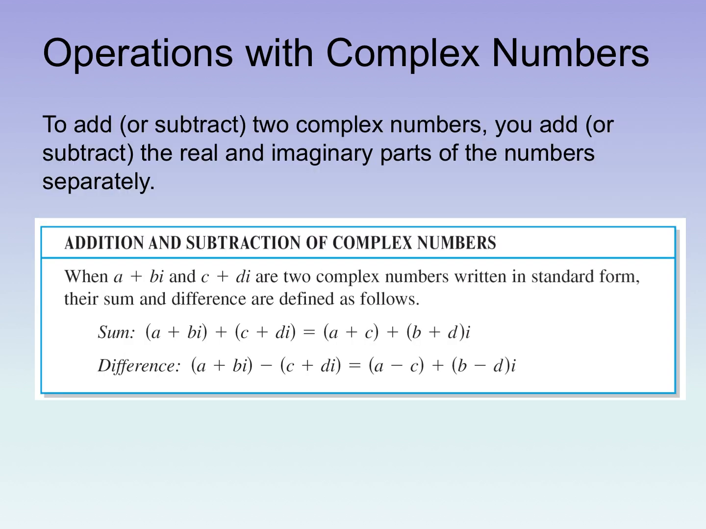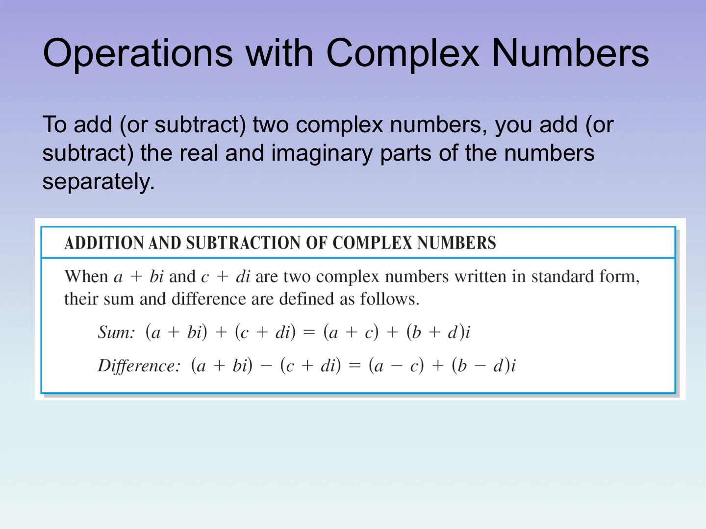Next, we're going to be doing operations with complex numbers. So we're going to be adding, subtracting, multiplying, and dividing. When adding, it's kind of like with variables. You can add your like terms together. So real parts can get added to each other and imaginary parts can get added to each other. You can't add an imaginary part to a real part. You just have to leave them separate.